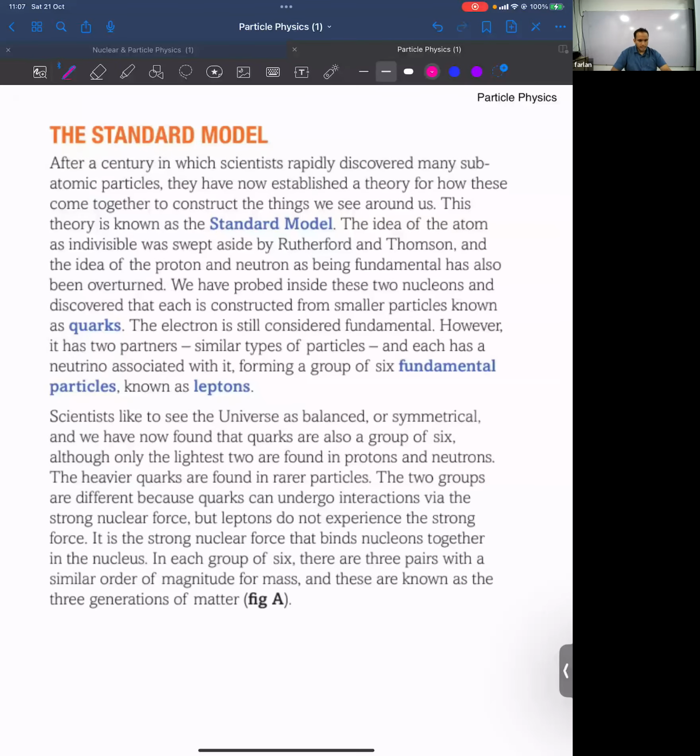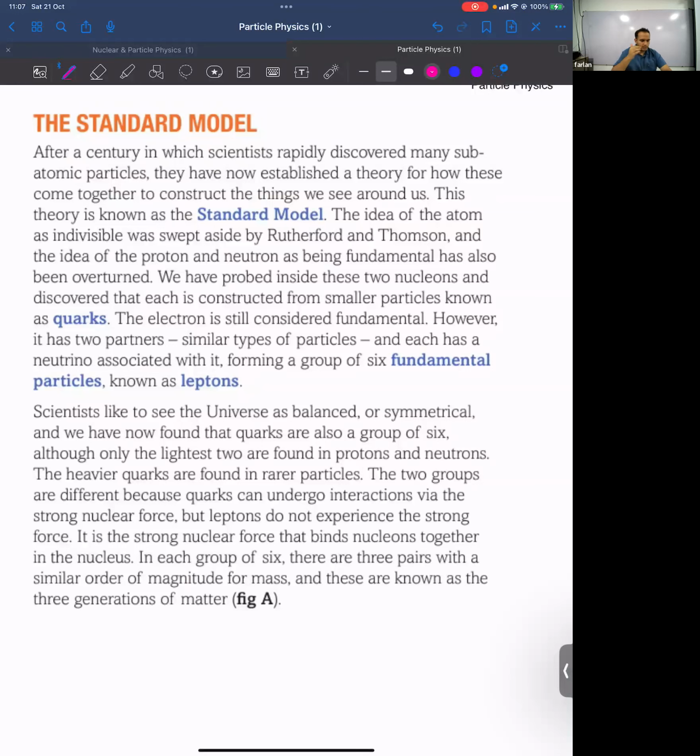The standard model. After a century in which scientists rapidly discovered many subatomic particles, they have now established the theory for how these come together to construct the things we see around us. This theory is known as the Standard Model. The idea of the atom as indivisible was swept aside by Rutherford and Thomson.